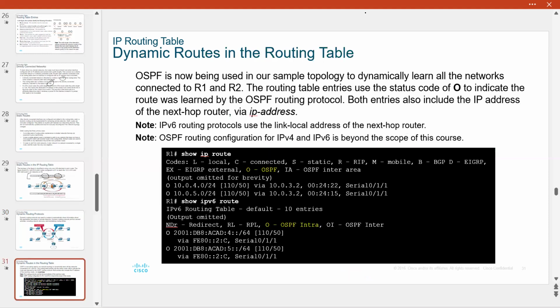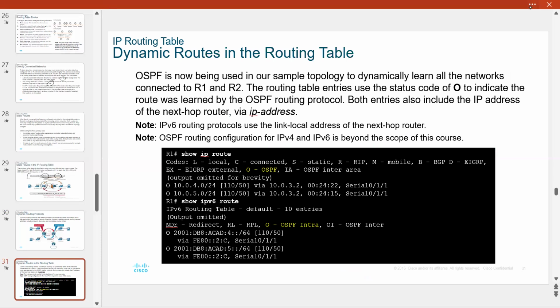The dynamic routes in the routing table, OSPF is now being used, etc. Right here, we are just identifying my dynamic routes in the routing table. So you can see we identify OSPF by O.